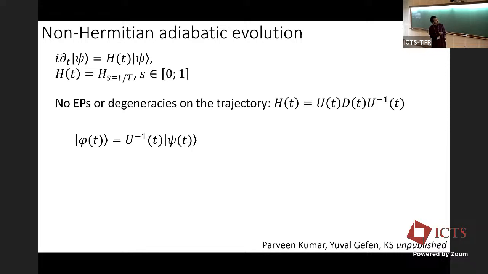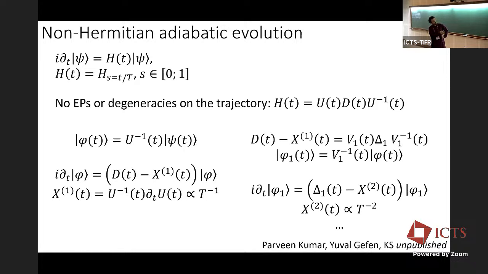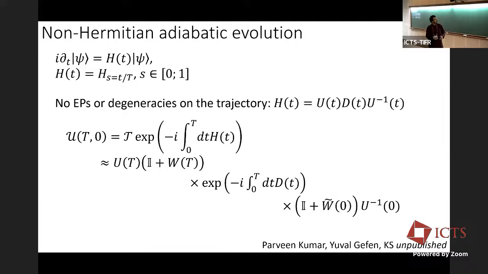How does it work? Let's switch to the basis of instantaneous eigenstates. Then the Schrödinger equation becomes simpler. We have the diagonal matrix, but we also have a small correction because the eigenbasis changes. This correction is small, it's 1 over capital T, but it turns out to be crucial, so you cannot neglect it. Therefore, what you have to do is diagonalize this matrix and switch the basis once more, and you get a new corrected diagonal matrix, and the correction due to the change in basis becomes smaller. Here you can neglect it, or you can continue doing this basis switching to make this correction arbitrarily small as you wish. Eventually you get the answer.